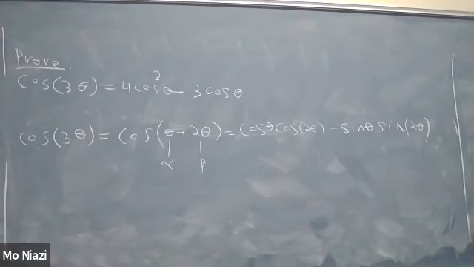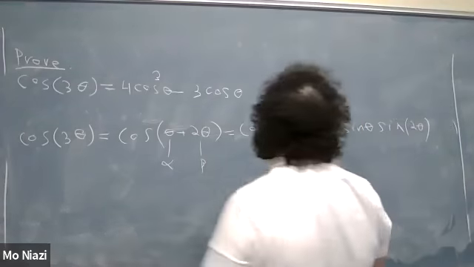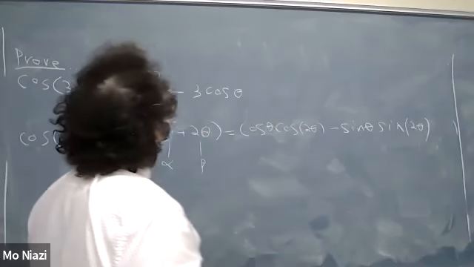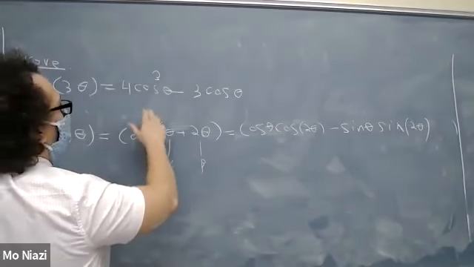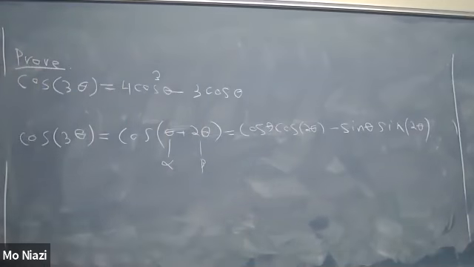You see what I did there? Does everybody see what I did there? If you don't, say so. Okay, so everybody sees what I did there. But we're supposed to get to this 4 cosine cubed theta minus 3 cosine of theta. After doing that, we don't really see how that's even going to happen.